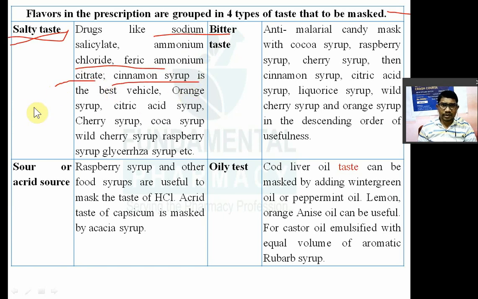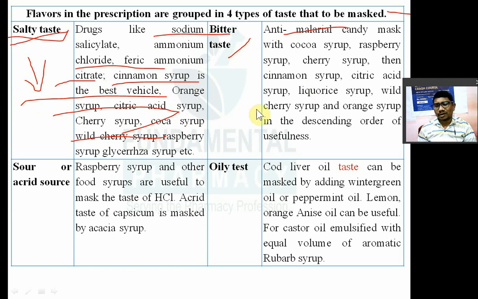Cinnamon syrup is the best vehicle. Orange syrup, citric acid syrup, cherry syrup, cocoa syrup, wild cherry syrup, raspberry syrup, glycyrrhiza syrup can mask the salty taste. If you want to mask the bitter taste, for example of antimalarial drugs, antimalarial drugs can be masked with raspberry, cocoa syrup, then cherry syrup, cinnamon syrup, citric acid syrup, licorice syrup, cherry syrup, orange syrup in descending order of usefulness. So who masks the bitter taste? Cocoa syrup and raspberry syrup mask it.